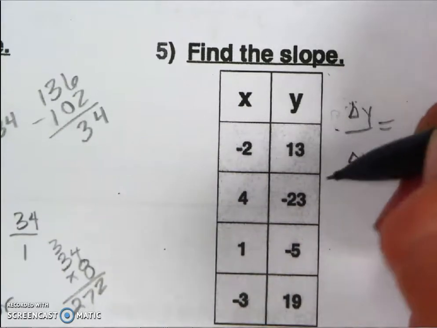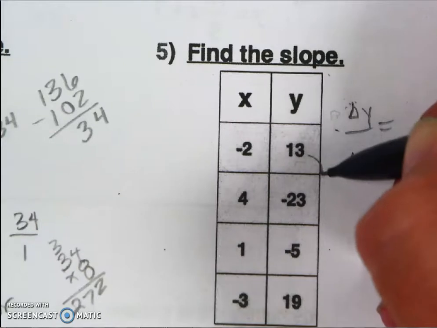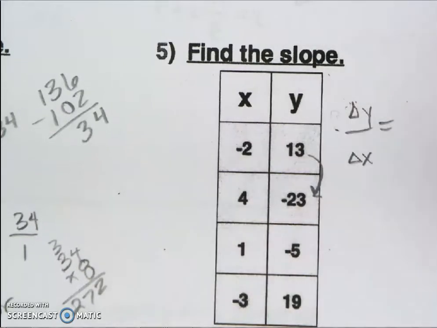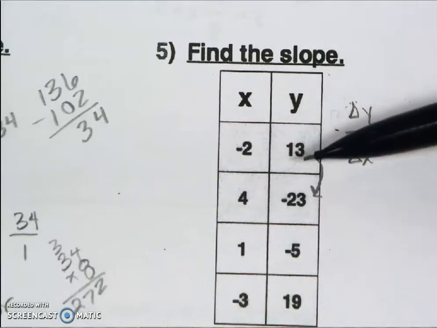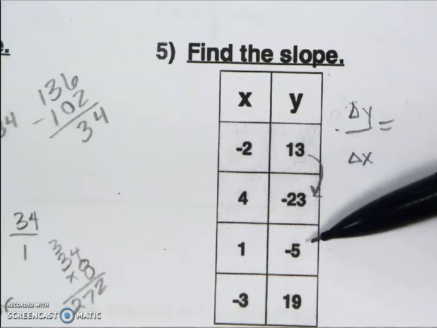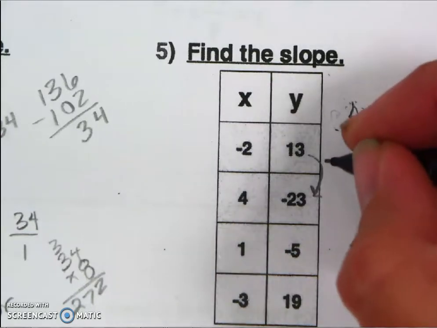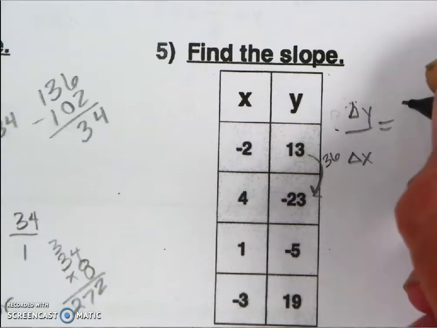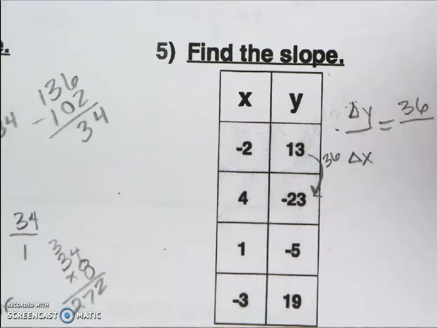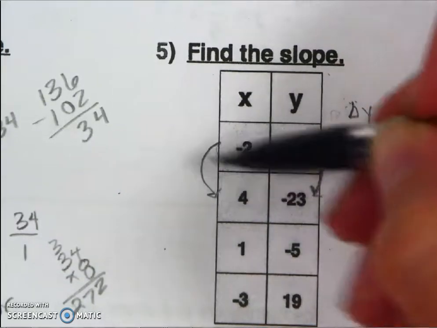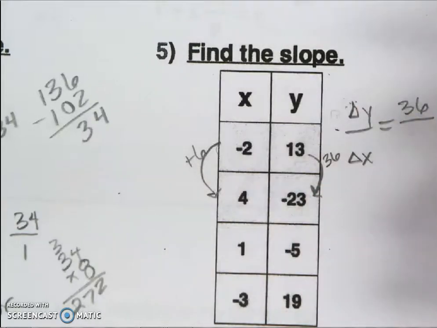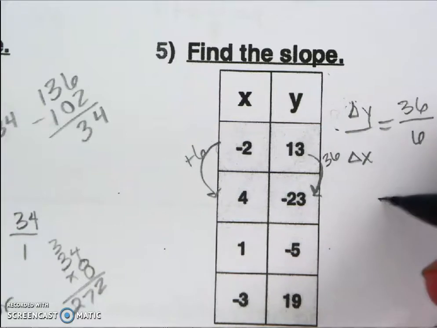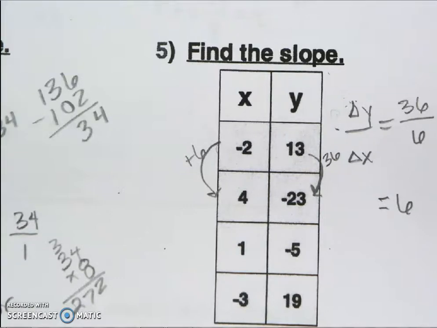So let's look at this change. All right, from 13 all the way down to negative 23. That means they went down 13 and then they went down 23 more. So they actually went down 36 steps for that. 36 over negative 2 up to 4 means they added 6. And so that would be 36 over 6, which we know reduces to 6. So this would just be 6 y per x, or just a unit rate of 6.